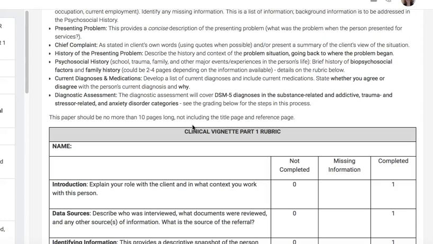Maybe the person is going through a divorce. The problem situation, they might tell you a little bit about what led up to them coming in, but the central focus of why they're coming is that divorce. So this is a concise description. What was the problem that the person came for?